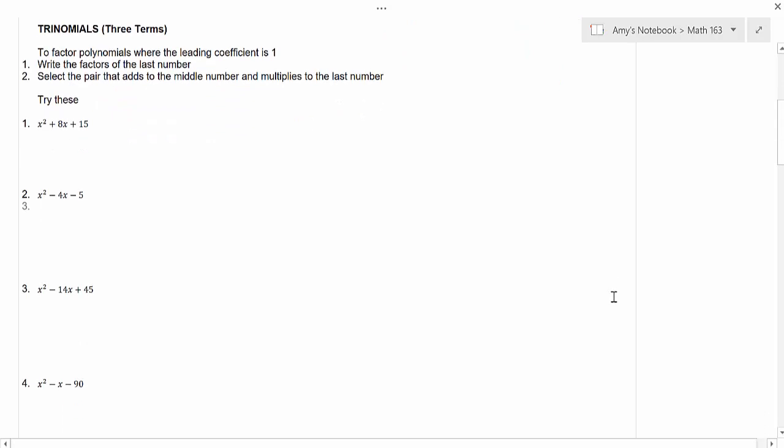When you're factoring trinomials with 3 terms, you obviously always want to look at the trinomial to see if you have a greatest common factor. And then from there, you will want to follow these 2 steps. Now, the first thing we're talking about is when the leading coefficient is 1. So that means that your coefficient in front of the very first term is 1.